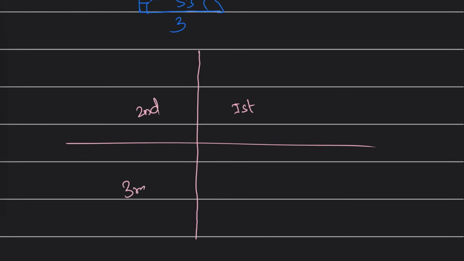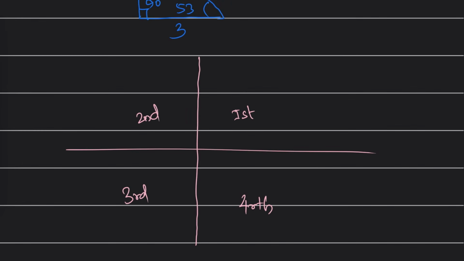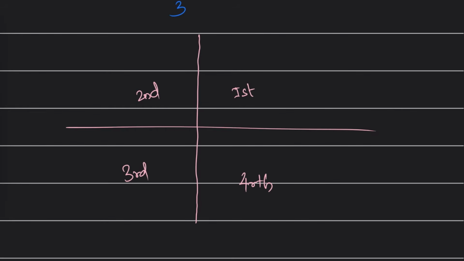If I have four quadrants here, this is called the first quadrant, this is called the second quadrant, this is called the third quadrant, and this is called the fourth quadrant, right? In each quadrant, they are all making 90 degree angles, all mutually perpendicular at the center.